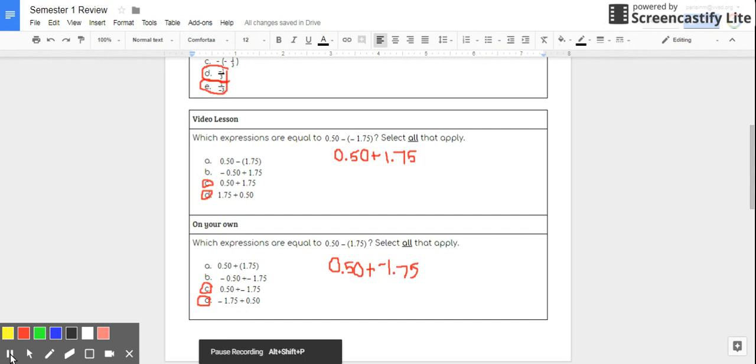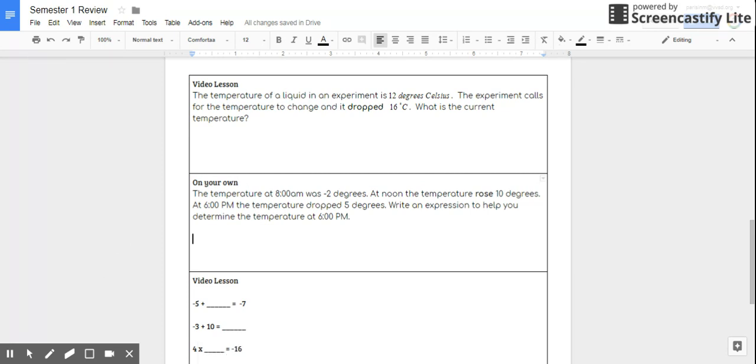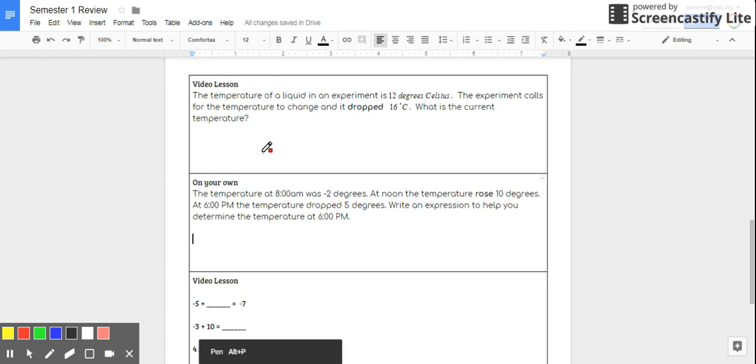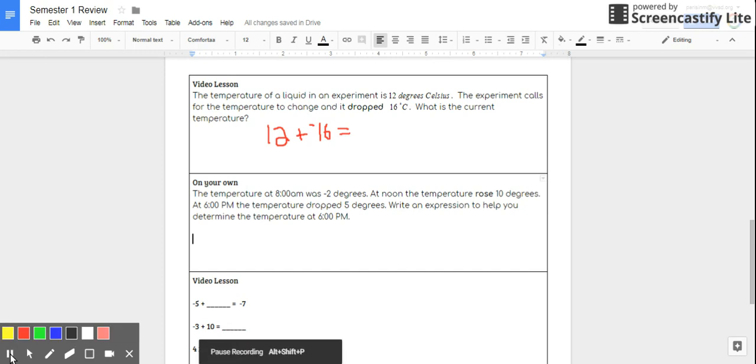Okay, now this is a word problem. It says the temperature of a liquid in an experiment is 12 degrees Celsius. The experiment calls for the temperature to change and it drops 16 degrees Celsius. What is the current temperature? What I would like you guys to do is write an expression. So our current temperature is 12 degrees Celsius, which is positive. Then it's dropping 16. So that means I need to put a -16 degrees Celsius, and then I need to solve using my number line. So then I go to positive 12, and then I need to go back 16. So if I'm at 12 and I go back 16 spaces to the left, my answer is -4 degrees Celsius.